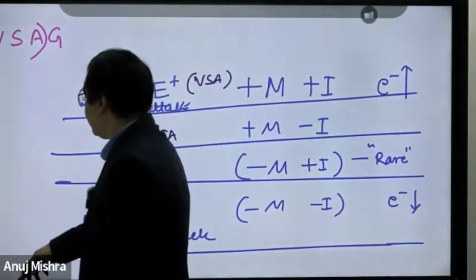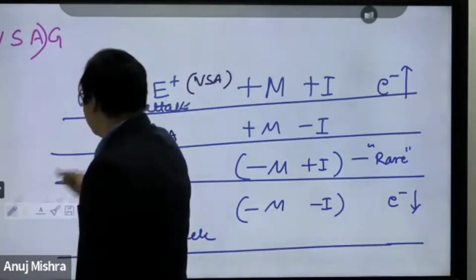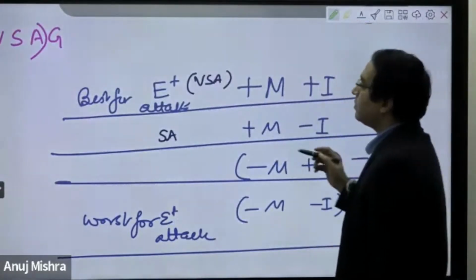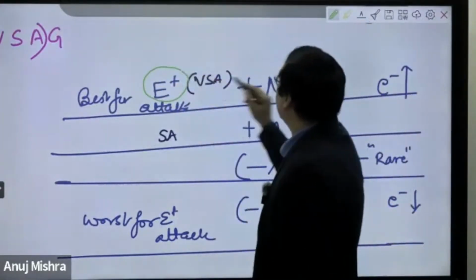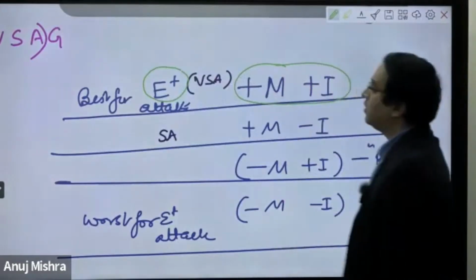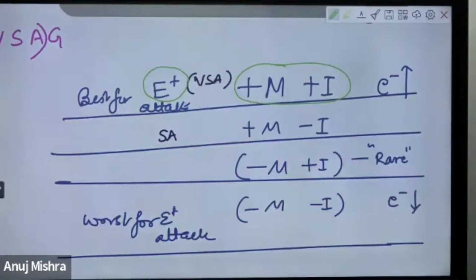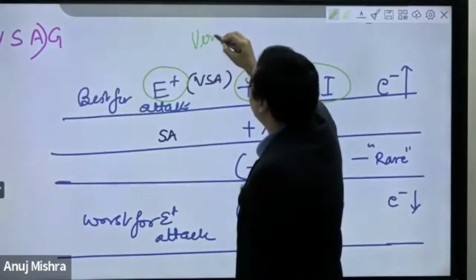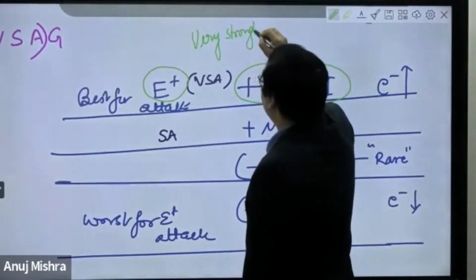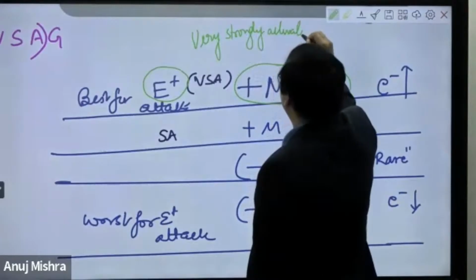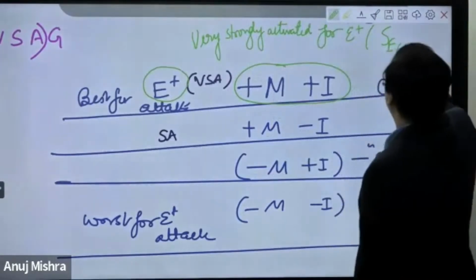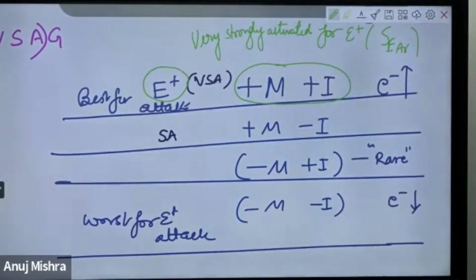So the meaning is simple, that if you have E plus with a plus M plus I situation, then the ring is highly activated. The ring is having lots of electrons and they can easily go and attack on E plus. So we call it very strongly activated for E plus, within bracket SEAR. SEAR I have done in the earlier classes. Can you recall?